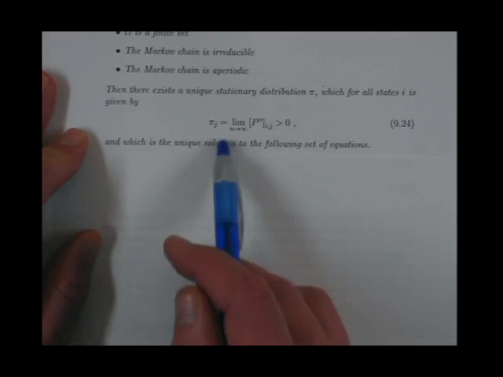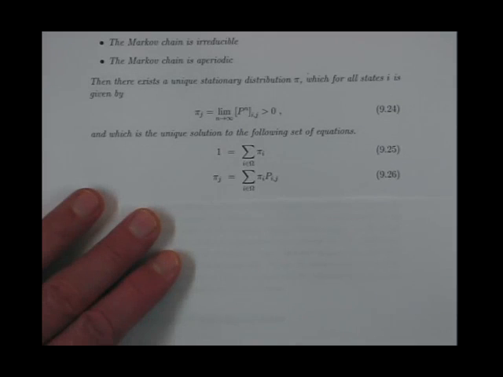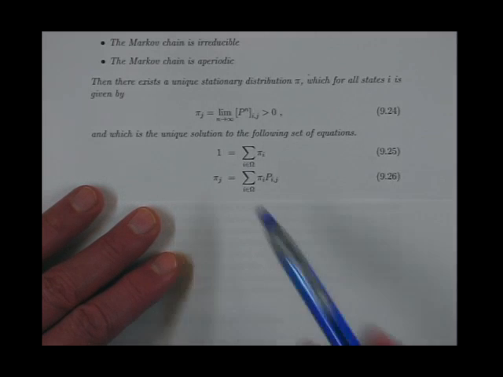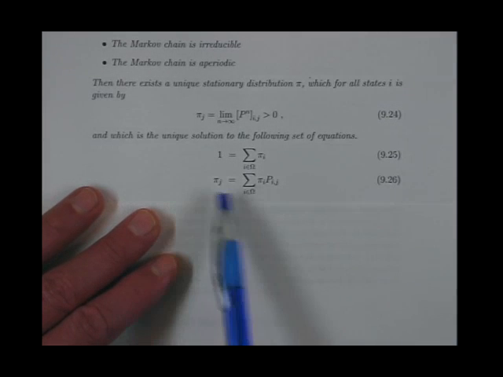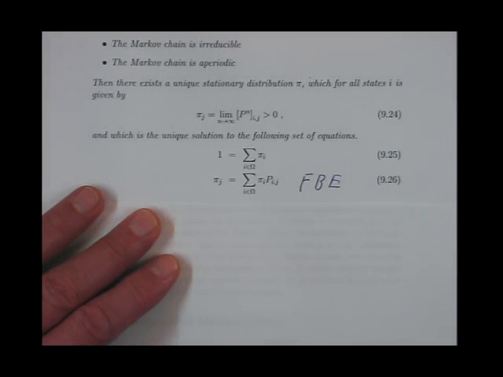And the solution to this can be found by solving the unique solution to the following set of equations. Well, first of all, the pi's have to sum to 1. If you don't restrict the pi's to sum to 1, then there'd be trivial solutions, like you could take the pi's to be 0. If the pi's are all 0, then this equation, equation 9.26, is called the full balance equation, FBE.